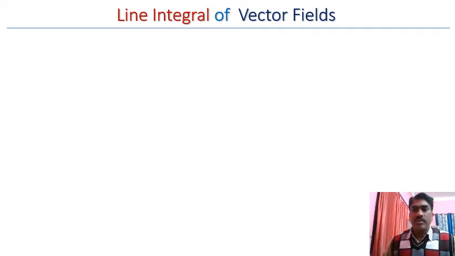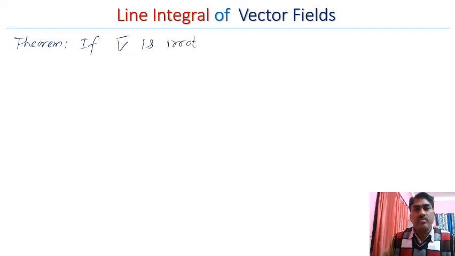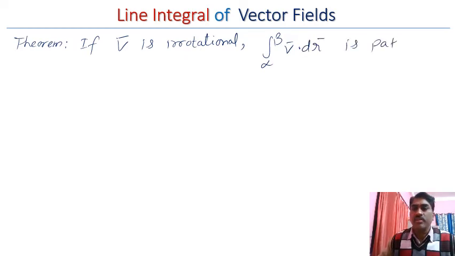Now we will learn a very interesting theorem. You can also say it a property. If curl of a vector v is 0, meaning if a vector v is irrotational, then the line integral from alpha to beta of v dot dr is path independent.